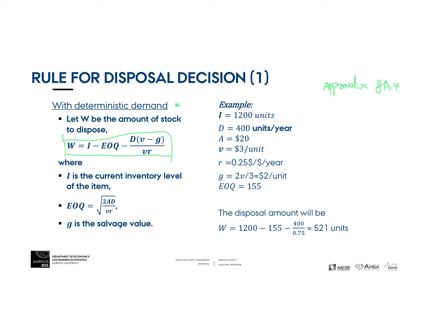So let's see, we use capital W to denote the amount of stock to dispose. And then we have this formula. Here I is the current inventory level of the item, EOQ is the economic order quantity, and G is the salvage value. All the other parameters we have met before, but this G, the salvage value, we do not often see in our inventory models. So here we consider a positive salvage value.